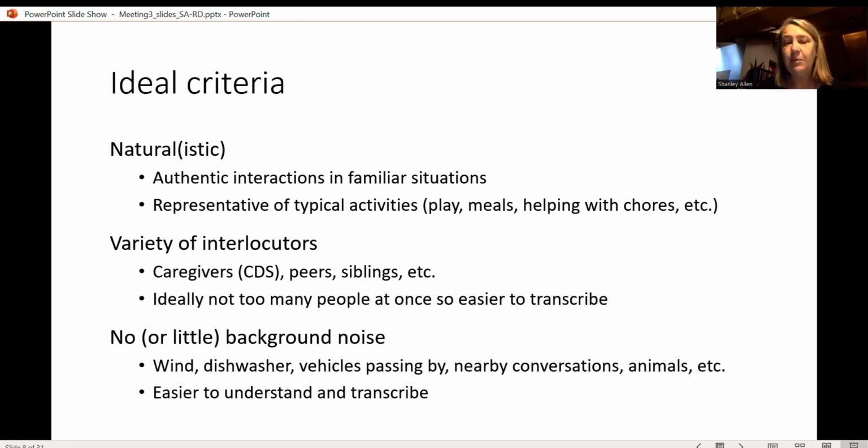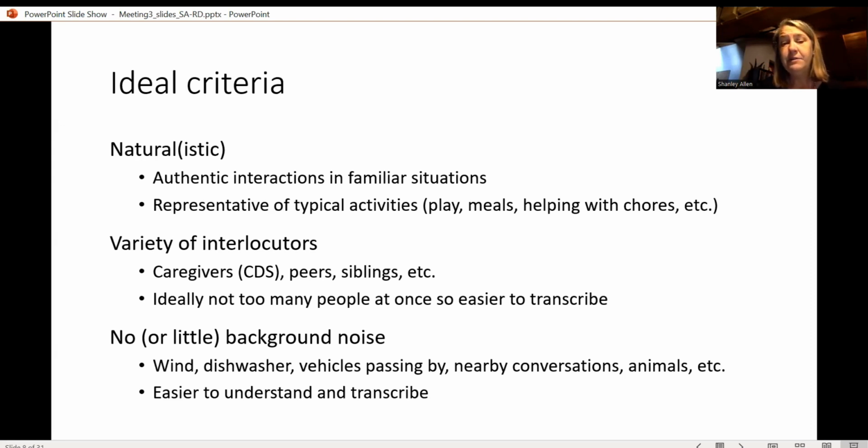However, a guideline would be ideally not too many people at once, because the more people you have, the more difficult it is to transcribe the data, and also probably the less chance that the child themselves will get to talk. If there's a lot of other people talking, they may not talk so much. And what we want is to maximize the amount of speech of the child and the caregiver.